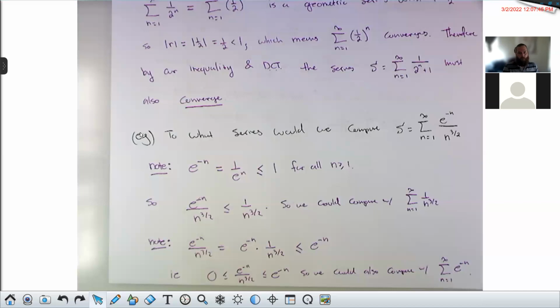Sometimes these inequalities are quite sharp, meaning the thing you're comparing against is almost the same as the thing you're working with. Sometimes they're quite sloppy, right? Like saying that e to the negative n over n to the 3 halves is smaller than 1 over n to the 3 halves is a really big understatement. It's way smaller than 1 over n to the 3 halves. But either one of these approaches would work.